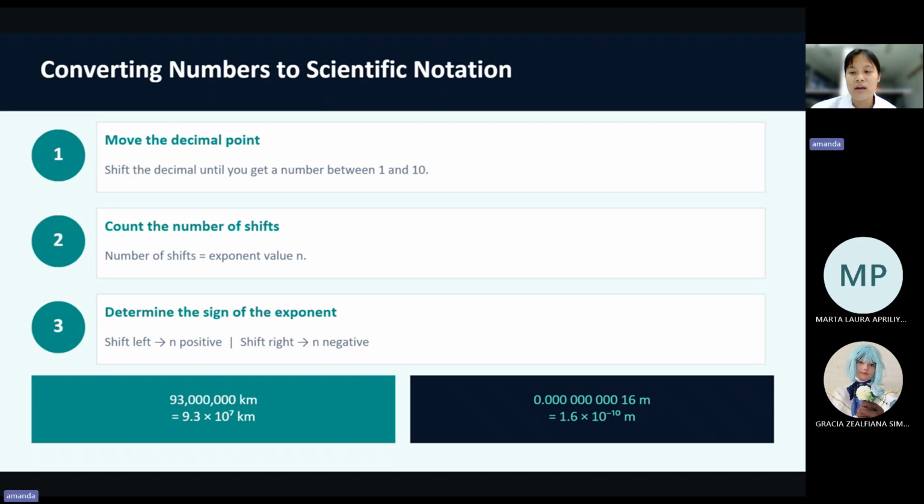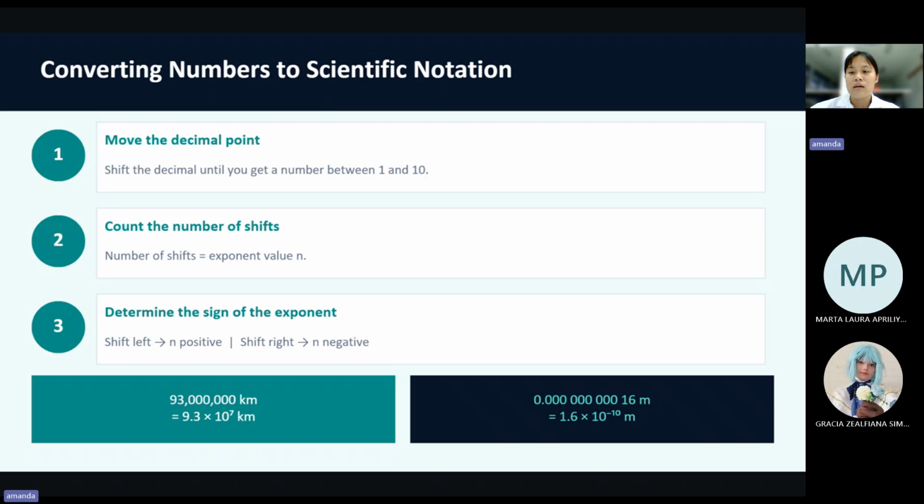Step 3. Determine whether the exponent is positive or negative. If you move the decimal point to the left, the exponent is positive. This happens for large numbers. If you move the decimal point to the right, the exponent is negative. This happens for small numbers. Let me show you two examples.